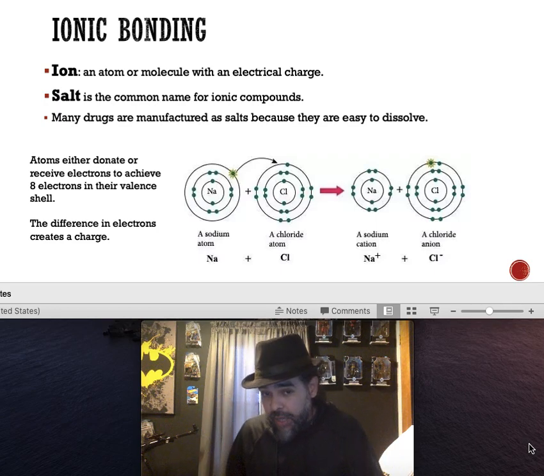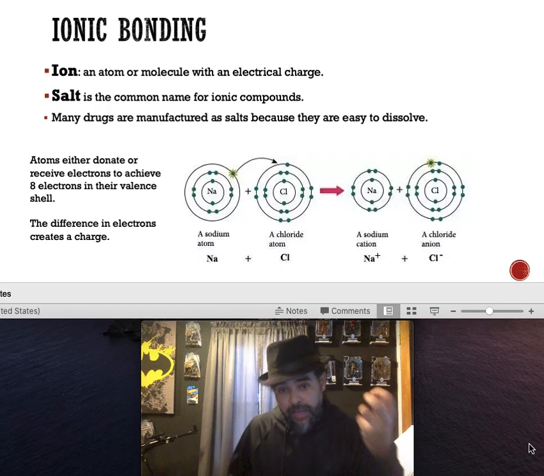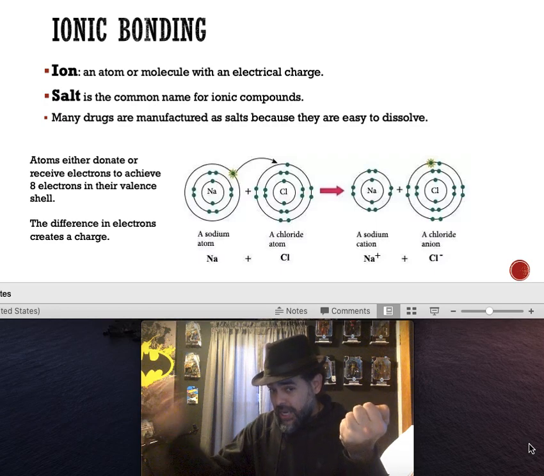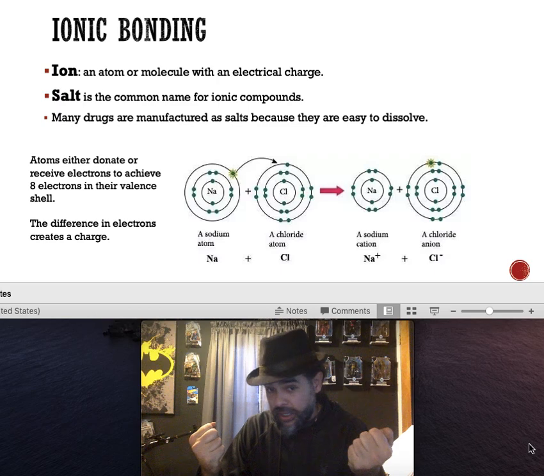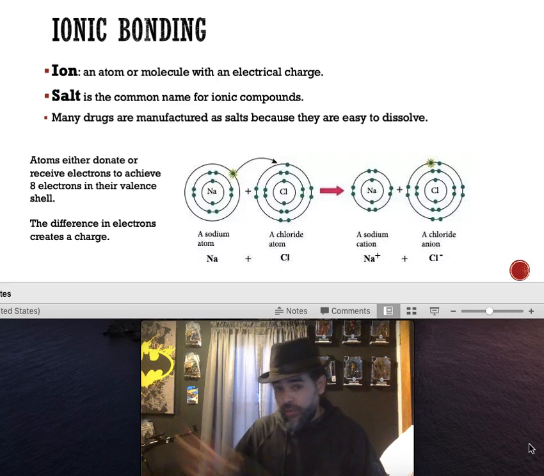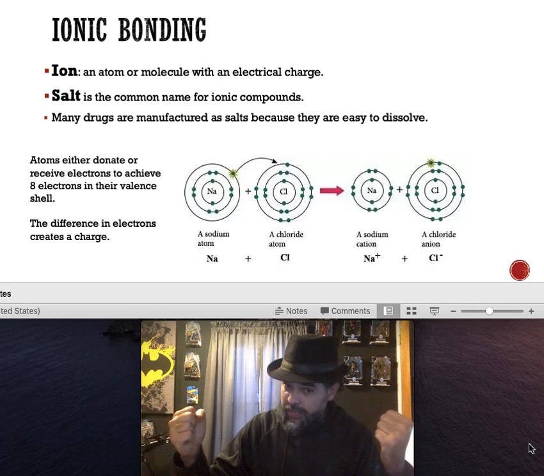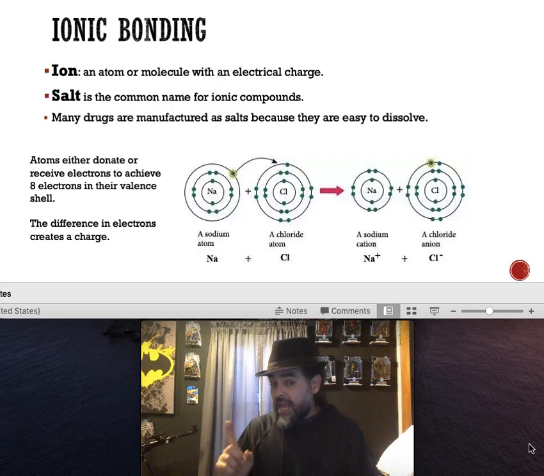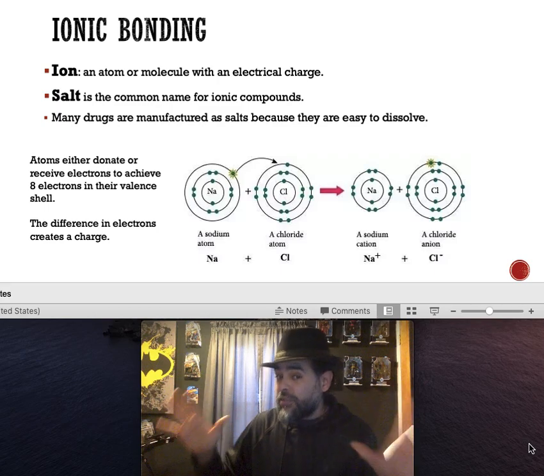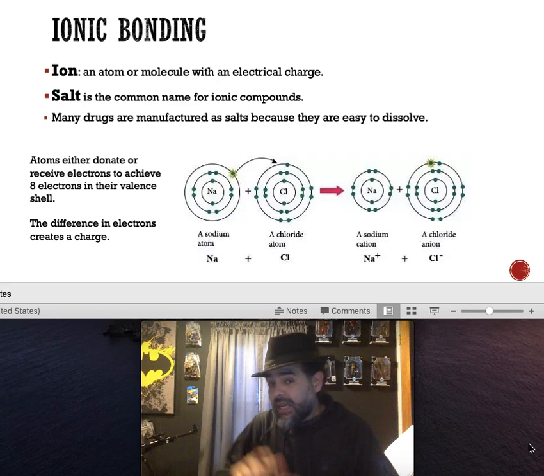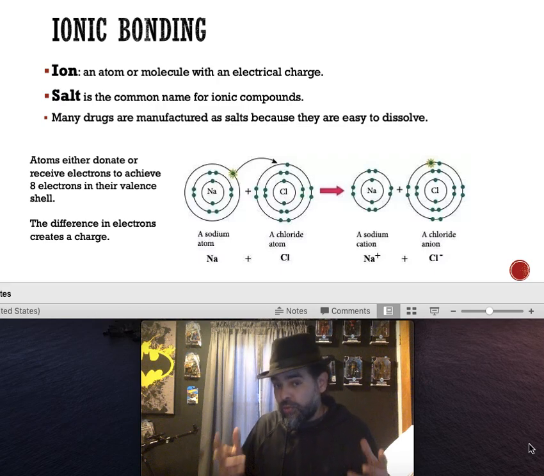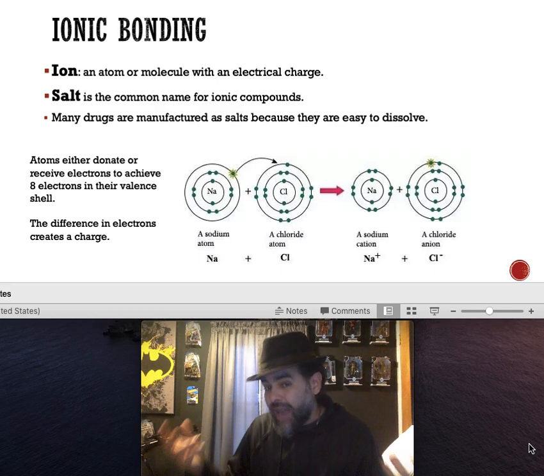It is a weaker kind of bonding. This type of bonding is regular for elements that are metals bonding with elements that are non-metals, different from covalent bonding, where both were non-metals. So here I have one metal and one non-metal, and this involves the transfer of electrons instead of the sharing of electrons. And this transfer of electrons is what creates that electrical charge that transforms them into ions.